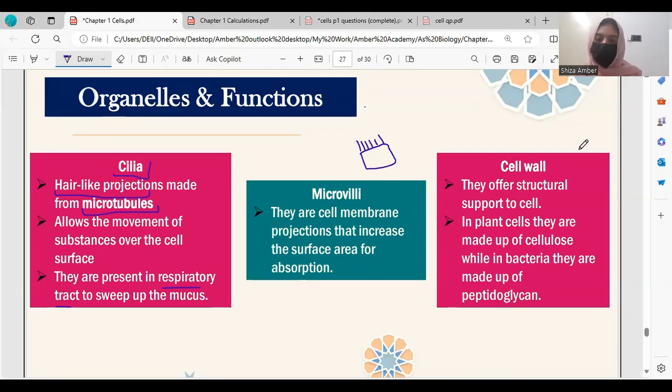Okay. Then we have cell wall. We know that cell wall. Okay, quick check. Cell wall in plant cell is made up of. Cellulose. Excellent. And what about bacteria? Cell wall in bacteria is made up of. Peptidoglycan. And what about fungi? Chitin. Excellent. Okay. So cell wall provides structural support to different types of cell, and you need to remember the composition. Okay, we already discussed it.